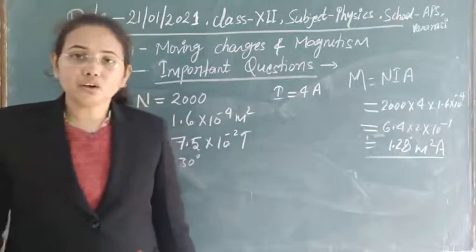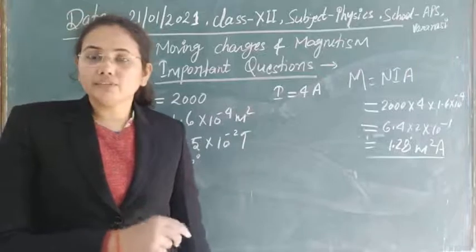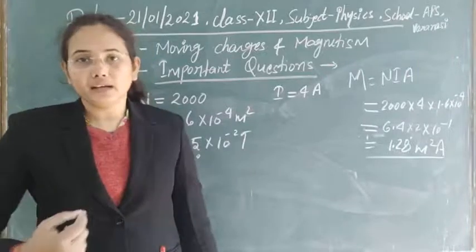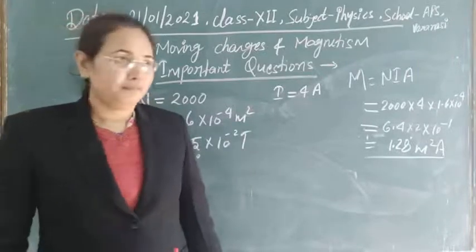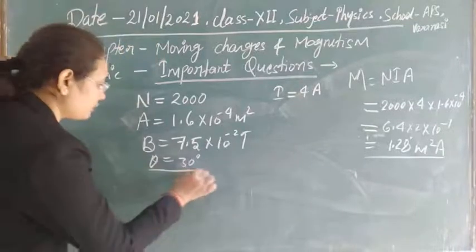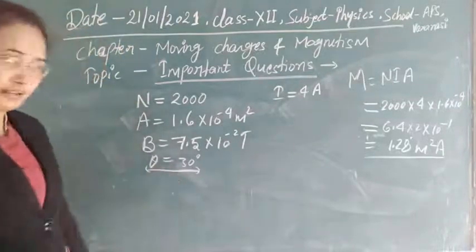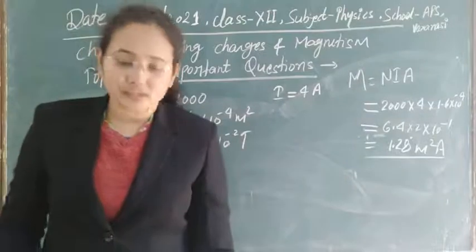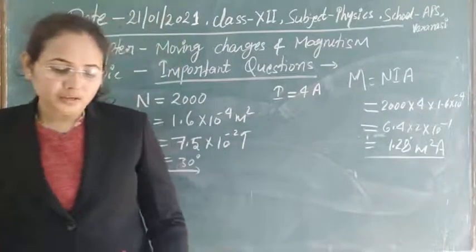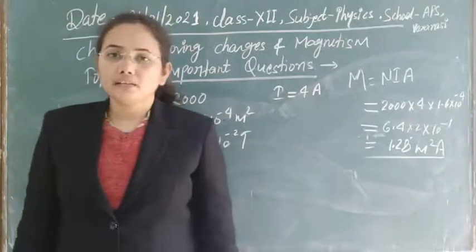So due to that Lorentz force, this magnetic field tries to rotate the axis of the solenoid. Here the axis of the solenoid is rotated through an angle of 30 degrees, which is given to us. So we have to find the magnitude and direction of the torque.